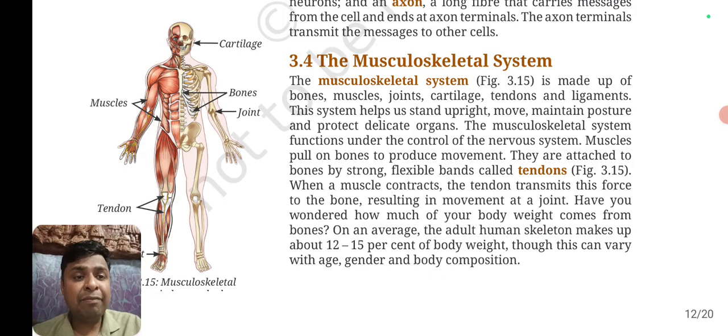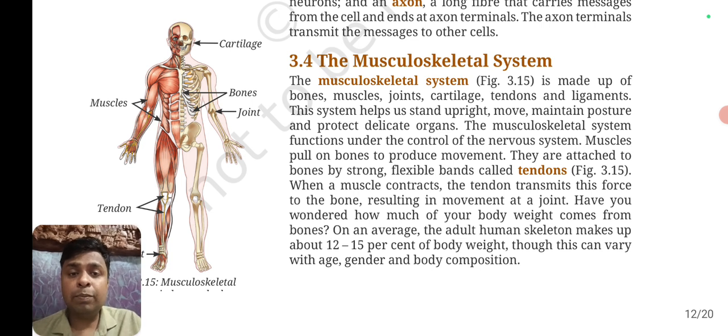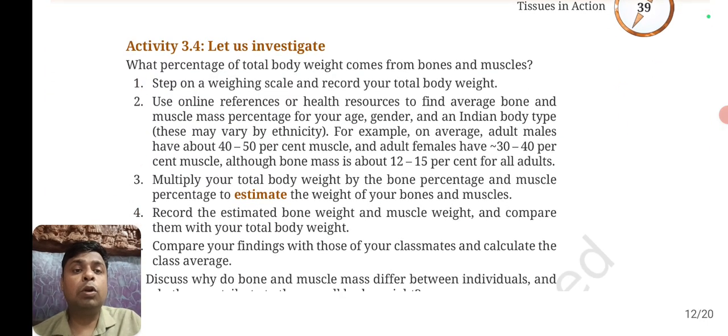So have you wondered how much of your body weight comes from bones? The adult human skeleton is 12 to 15% of body weight, though it can vary with age, gender and body composition. So whatever your age, accordingly your skeleton will be there. Are you doing exercise? That will also help you to have strong bones. Otherwise, with age, it can change. Body composition, what are you eating?